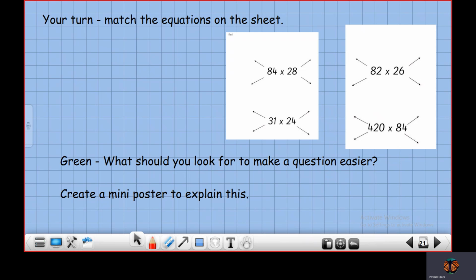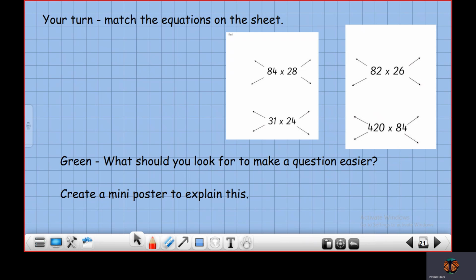If you're in green group and you've done this, what I'd like you to do is create a mini poster to explain what you've done. I'd love you to share it on Teams so other people can see what you've done and share ideas about how these equations could be made easier. Make it colourful, make it bright, make it clear, make it something people want to look at and keep revising from. Okay, pause the video, go find these sheets and then come back to us for the plenary.